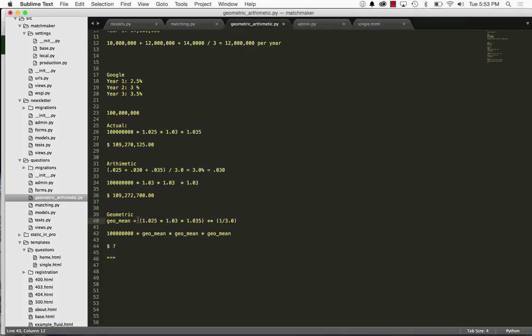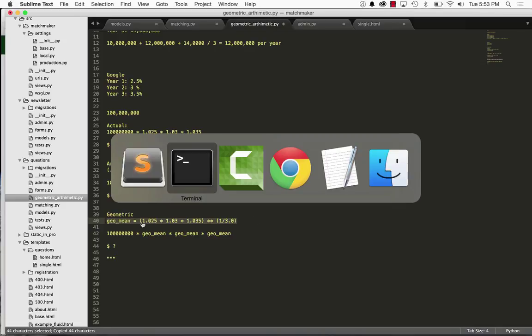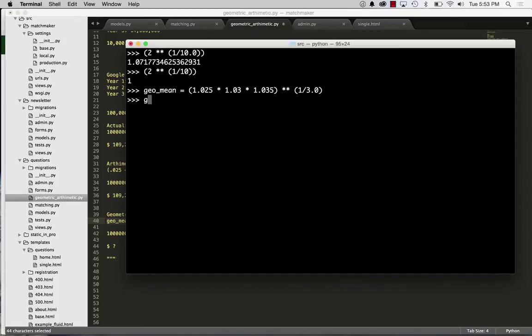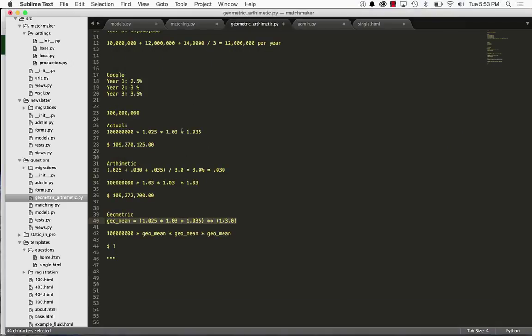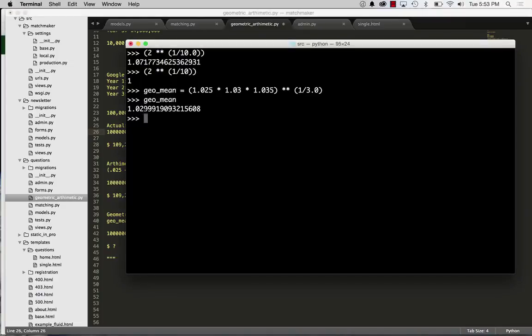All right, since we've got this, let's go ahead and calculate this. I'm going to use it with this exactly. Paste it in here and type out geomean. And notice that is very, very close to 3%. It is super, super close. It is almost there, but it's not quite there.